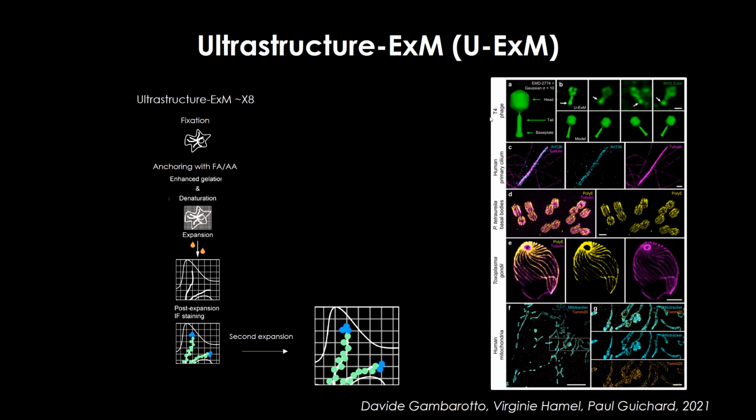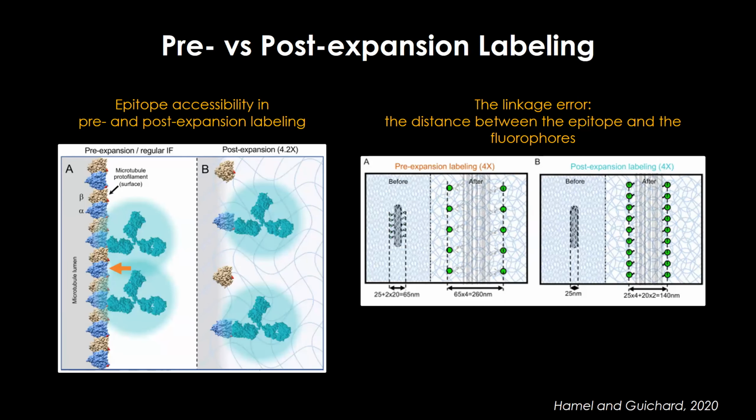Here you can see the phage that was expanded, human cilium and basal bodies, Toxoplasma, and mitochondria. So it can also be applied to a variety of samples. And this protocol is also pretty easy. It takes about 2 to 3 days to finish, and it's not very complicated to apply.